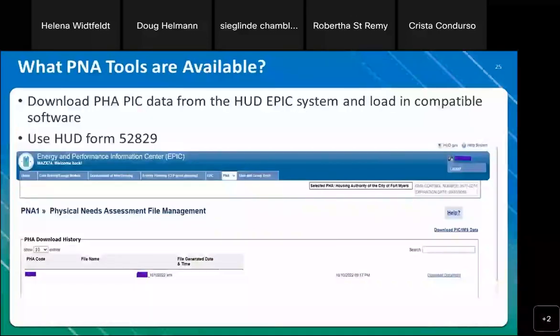All right, so what tools are still available? You know that the HUD green PNA is not available. However, the data points can still be extracted from PIC until HUD revamps the system. So you can go into HUD PIC, PHA PIC data. You can pull that through the EPIC system.